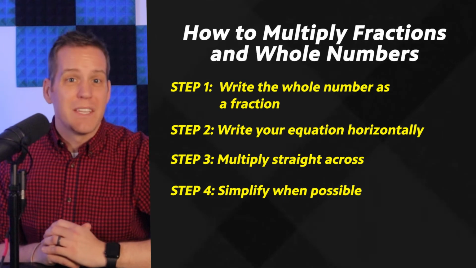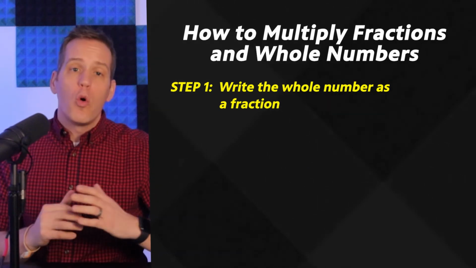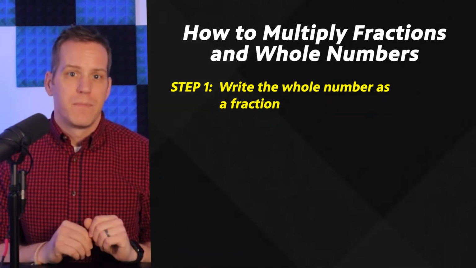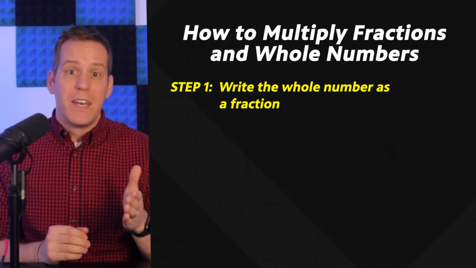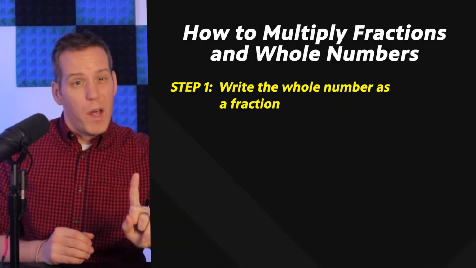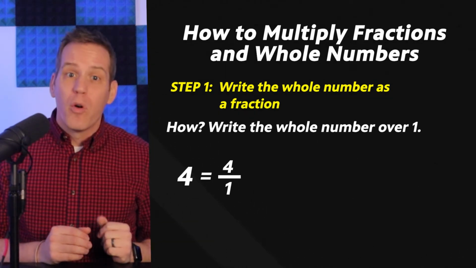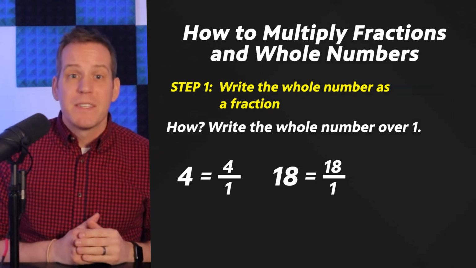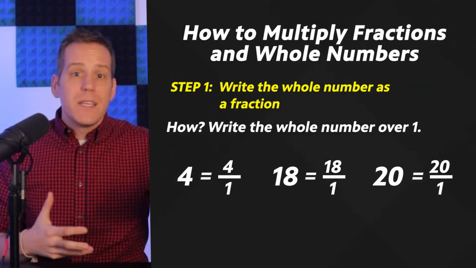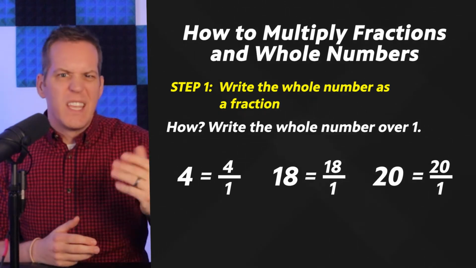Let me show you. Let's start with step 1. Write the whole number as a fraction. Did you know that you can write any whole number as a fraction simply by writing that number as a fraction over 1? It's true. 4 is the same as 4 over 1. 18 is the same as 18 over 1. 20 is 20 over 1. I could go on, but you get the idea.